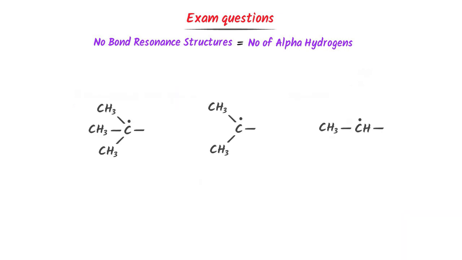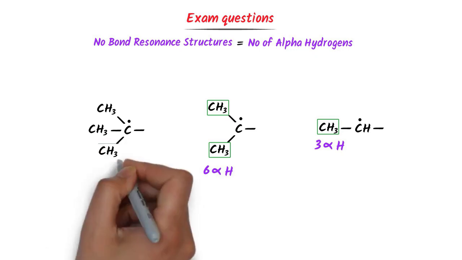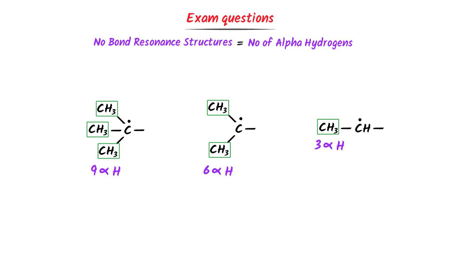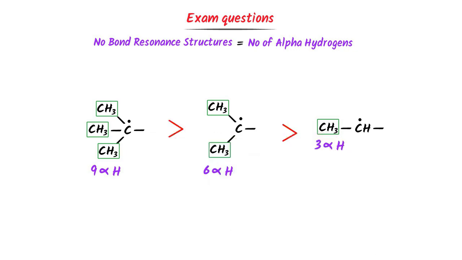Lastly, which free radical is more stable? Well, there are 3 alpha hydrogens in this free radical. There are 6 alpha hydrogens present in this free radical. There are 9 alpha hydrogens present in this free radical. We already know that the more the alpha hydrogens, the more the stability. This is the most stable and this is the least stable. Thus, this is the order of stability of these free radicals. I hope that you have learned all about hyperconjugation.